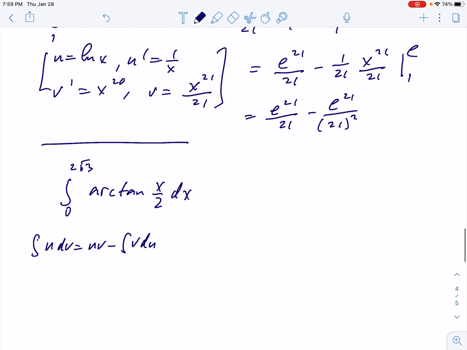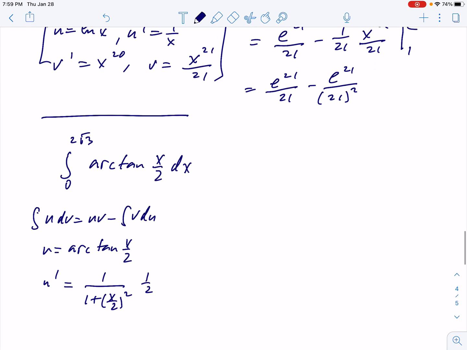So it will be convenient here to take u to be arctangent x over 2. So when you differentiate, the arctangent practically disappears. u prime will be 1 over 1 plus x over 2 squared, and by the chain rule, differentiate x over 2, get 1/2. So this is u prime.